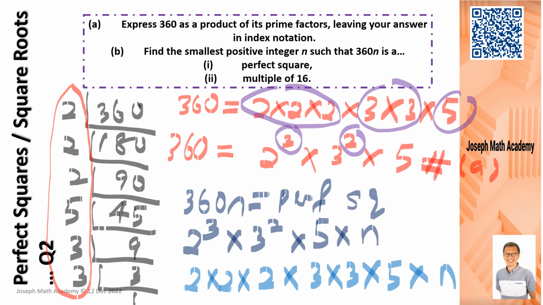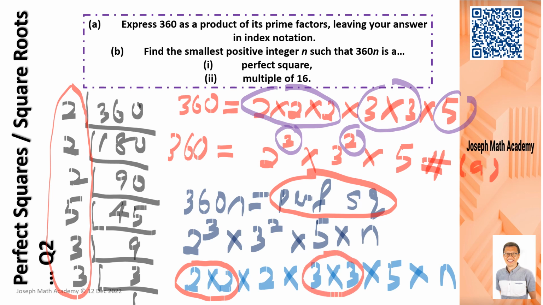Okay, now we want it to be a perfect square. Perfect square means we must have a pairing of factors. So let's pair them up. This is one pair. This 2 is alone. Okay, this 3, one pair. 5 is alone. Okay, so what is the value of n? n is very crucial in this case. We want n to be so special that the expression is a perfect square.